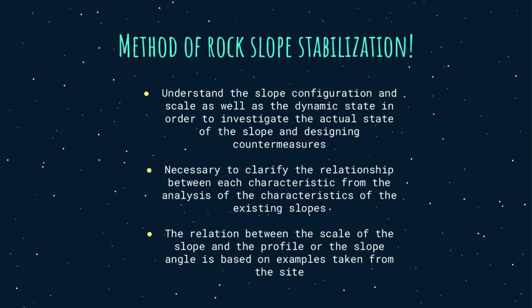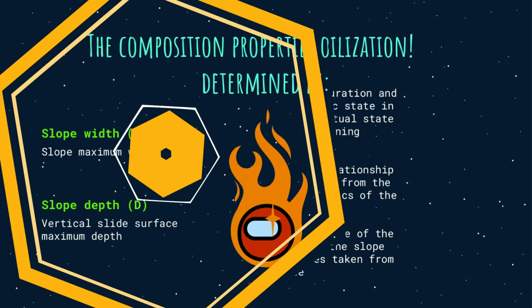For this method, it is very important to understand the slope configuration and scale as well as the dynamic state in order to investigate the actual state of the slope and design countermeasures. It is also very necessary to clarify the relationship between each characteristic from the analysis of the characteristics of the existing slope. Not just that, the relation between the scale of the slope and the profile or the slope angle is based on examples taken from the side.